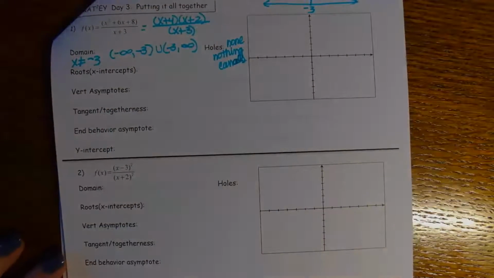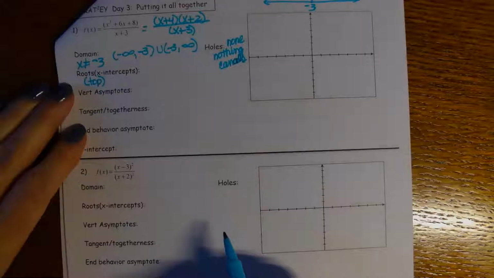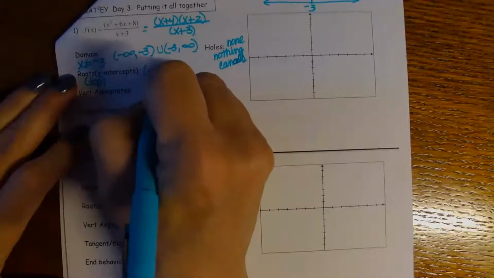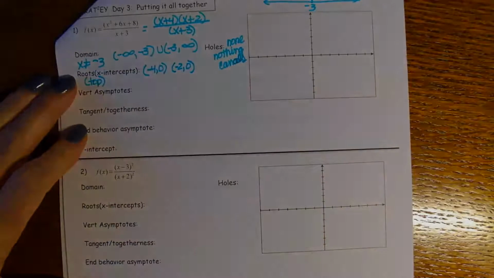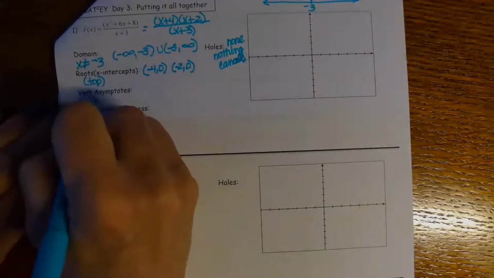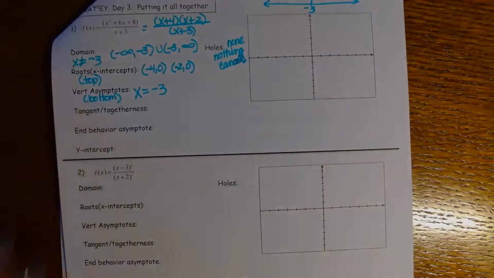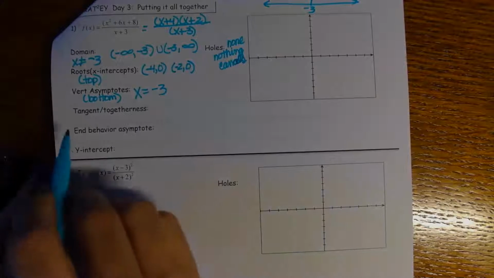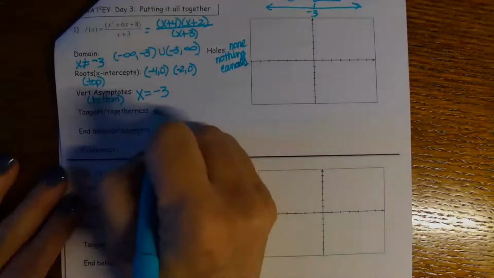Are there any roots? Roots come from the top, right? Whatever makes the top 0. And what makes the top 0? -4 and -2, right? Vertical asymptotes come from the bottom. What makes the bottom 0? -3. And remember that's an x equals because that is referring to a vertical line. Tangent or togetherness. Are any of the factors squared? No. So we have none of that.